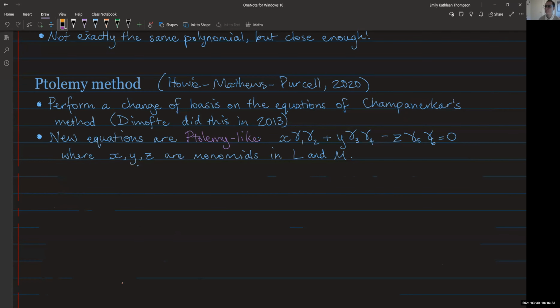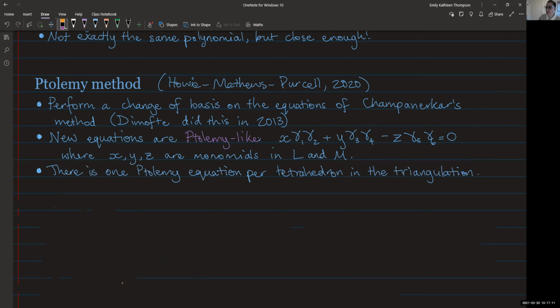And so when you apply this change of basis to Champanica's equations, you get this new set of equations, and they are Ptolemy-like. So similar to the Ptolemy equations from however many hundreds of years ago that Ptolemy was looking at these quadrilaterals in Euclidean space. So essentially we have these gamma variables. These are related to edges in the triangulation. And then we have these coefficients x, y, z. These are all just monomials in L and M.